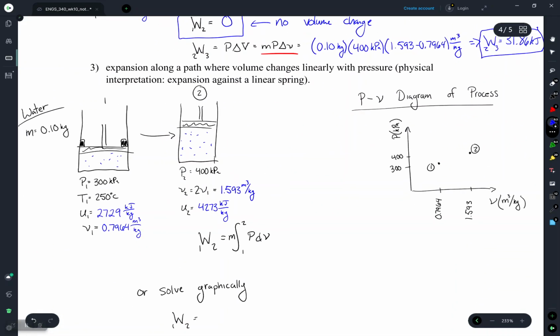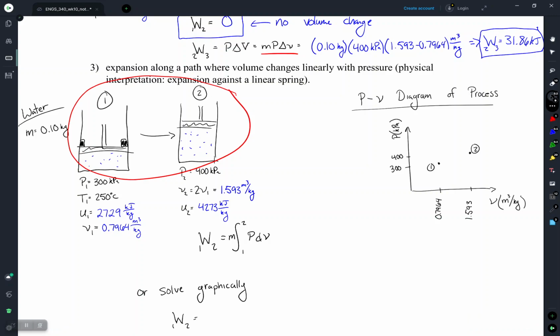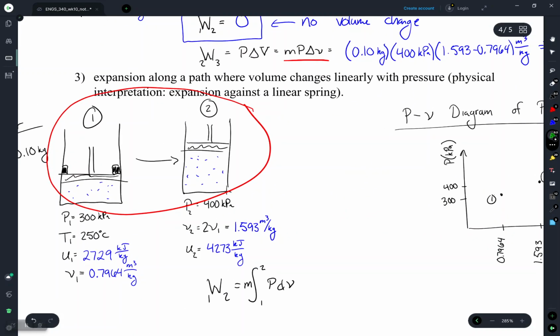Okay, third different process. What we have here is an expansion between 1 and 2, where we have a linear change in pressure. Right, so what we can imagine is we have a spring that's on the piston, and now that spring is all bunched up. So that's sort of physically what this might represent.